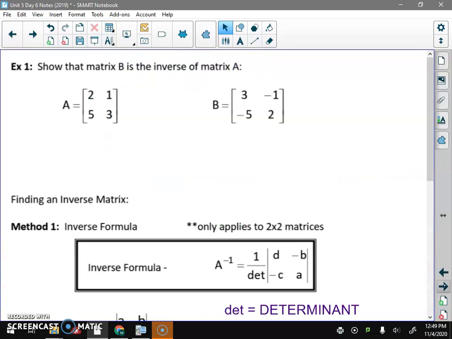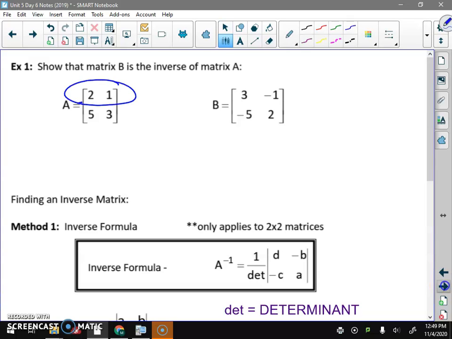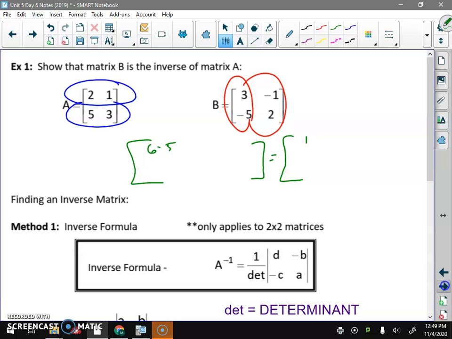Show that A and B are inverses of each other. So I'm going to multiply A times B, and I better get the identity. A we're going to cut into 2 rows. B we're going to cut into 2 columns. I'm going to get a 2 by 2 times a 2 by 2 gives me a 2 by 2. 2 times 3 is 6. 1 times negative 5 is negative 5. 6 minus 5 is 1. So far, so good. 2 times negative 1 is negative 2. 1 times 2 is 2. Negative 2 plus 2 is 0.